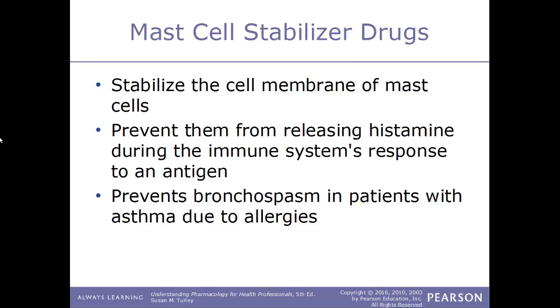Now, these stabilize the cell membrane of mast cells, and by doing so, these types of drugs will prevent the mast cell from releasing histamine during the immune system's response to the presence of an antigen.